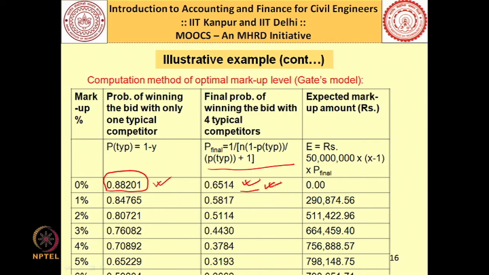Now, when you multiply this with 0% of 5 crore, you will get 0. Then you do the same calculation at 1%. For 1%, the probability remains unchanged, 0.847, but the final probability of winning the bid with 4 typical bidders will be changed if you are using Gates model. Now, this value multiplied by 1% of 5 crore, you are getting 290,874. So, it has increased from 0. You do this calculation for 2%, you get this value, 3% this value, 4% this value.